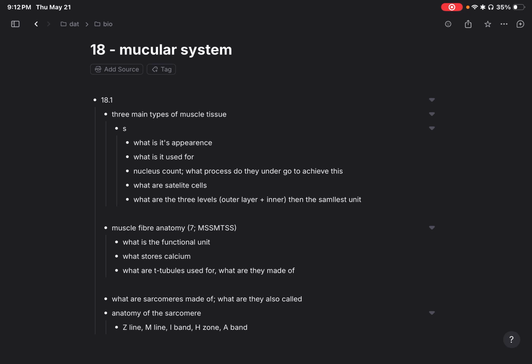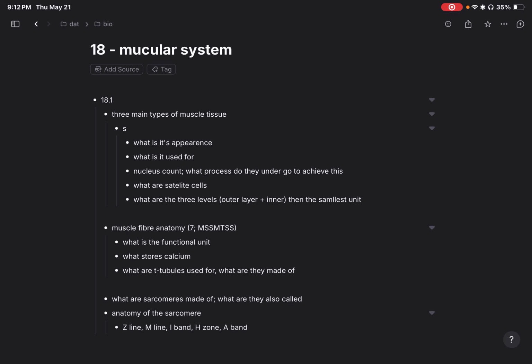So what are the three main types of muscle tissue? There's smooth muscle, there's skeletal muscle, and then there's cardiac muscle. So, talking about the skeletal muscle specifically, what is its appearance? It's striated because it has sarcomeres. What is it used for? It's used for voluntary movement.